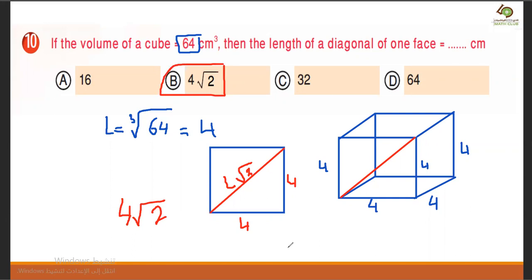Why do I explain everything in detail? I want you to know everything. I want you to know how to find the answer. I give you the details so you know everything. Okay, now it is length times square root of 2. It is 4 square root of 2. Do you understand? My student, do you understand? Right, good.